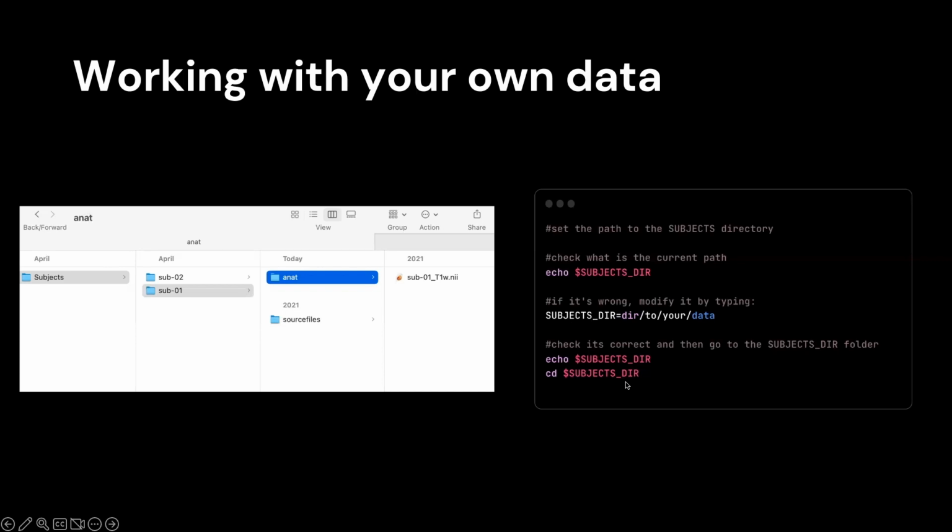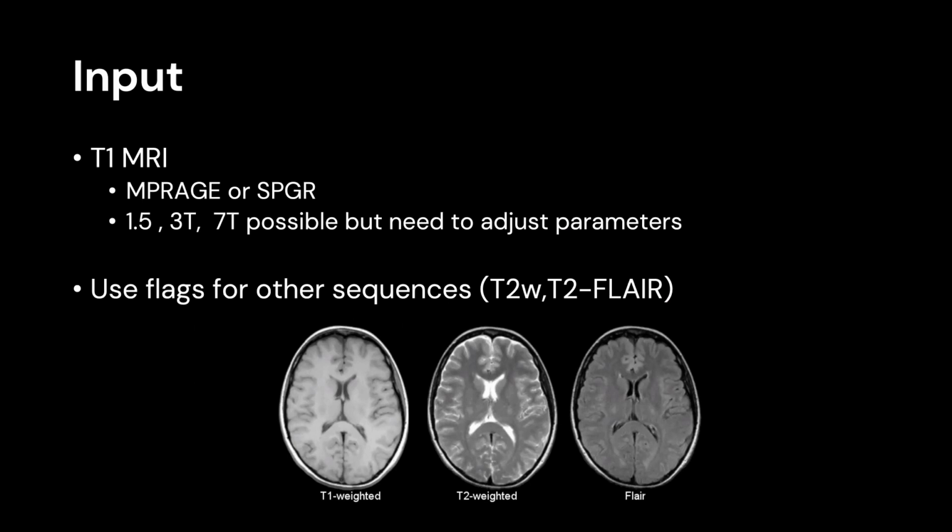What's the type of data that you can use to run FreeSurfer? It's basically a T1 MRI, which should be an MPRAGE or an SPGR, and it can be either 1.5 or 3 Tesla. You can also process 7 Tesla using FreeSurfer, however you need to make a couple of adjustments to some of the parameters and some of the commands. You can also use a T2 or a FLAIR in FreeSurfer for special situations and cases.